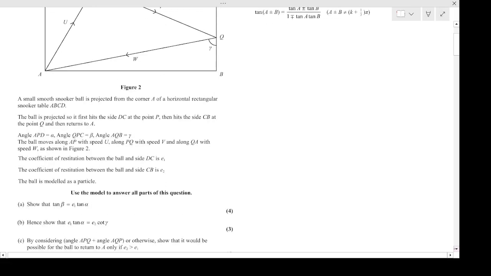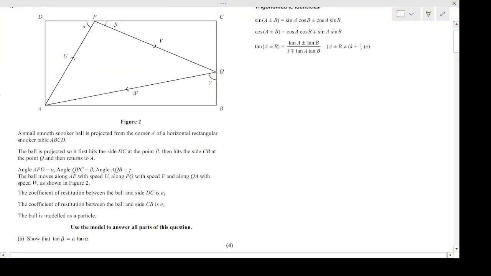So we're told a small, smooth snooker ball is projected from a corner A on a horizontal rectangular snooker table ABCD. Basically, we're given all the information on the diagram again. So let's jump into it.